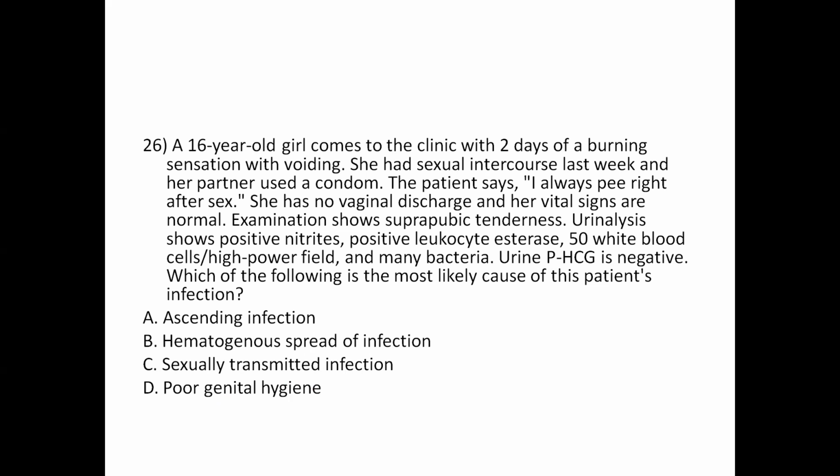Urine HCG is negative. Which of the following is the most likely cause of this patient's infection? A. Ascending infection. B. Hematogenous spread of infection. C. Sexually transmitted infection. D. Poor genital hygiene. Again, pause the video and answer the question. So let's go to discussion.